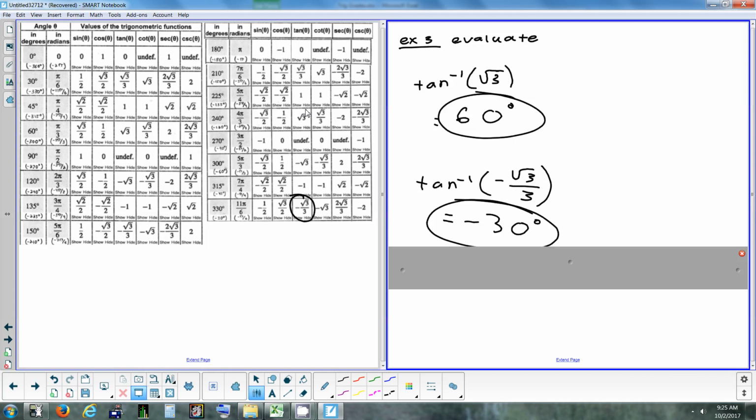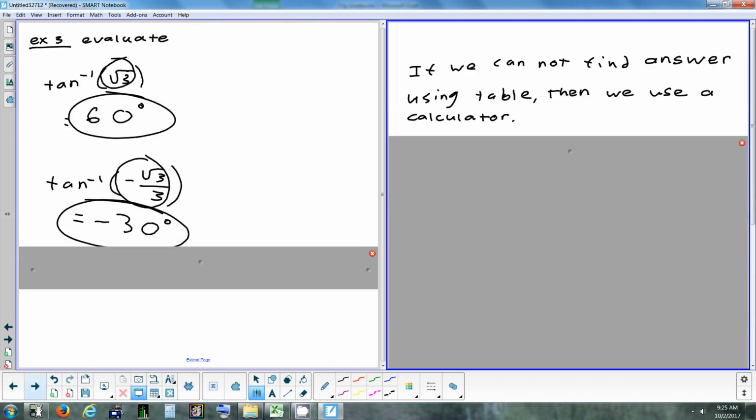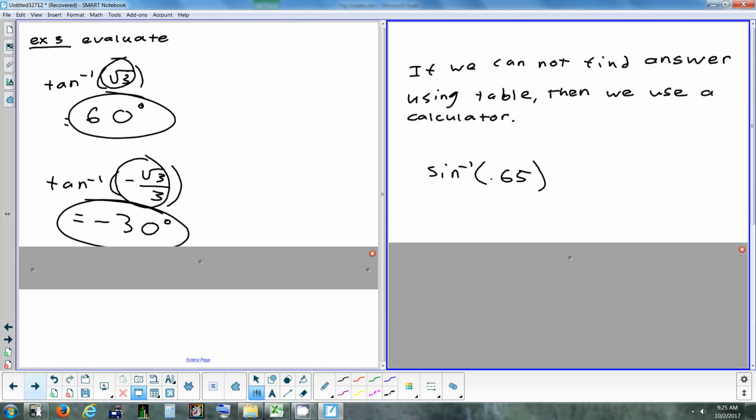So those are the kinds of numbers you want to look for in your argument, and then check your table. If you had an argument like 0.65, you can look on your table in the sine column for 0.65, but are you going to find it? No, it's not there. A number like that, you just have to know it's not on the table, so we're going to use our calculator.